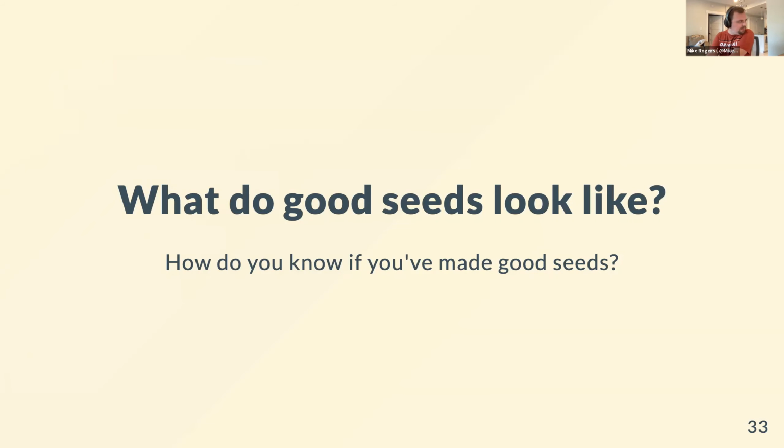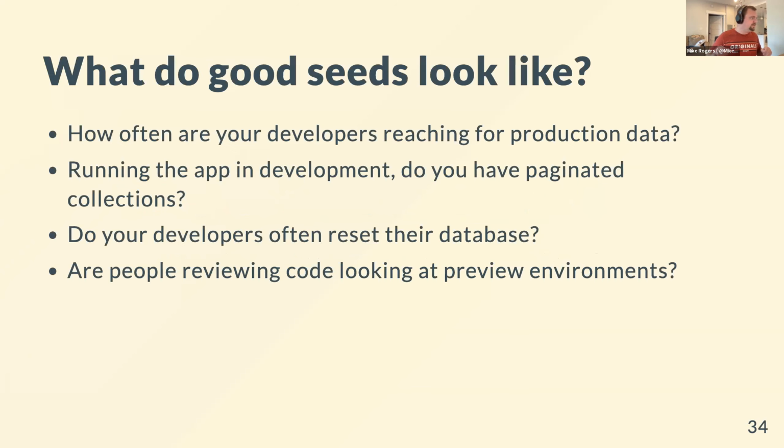So what do good seeds actually look like? Because this is also the hard bit. It's really hard to know what is a good seed, what is bad, how do you know if you're doing it right? So I was playing around with this this week, trying to think what are the main ways you know if you're making good seeds, and it's not you as a developer just saying, this is amazing. What are the metrics you can play with?